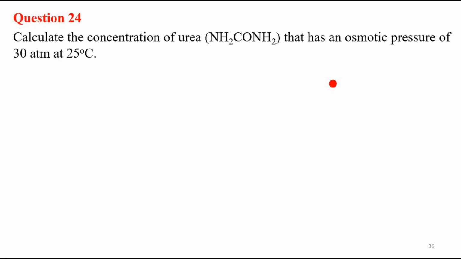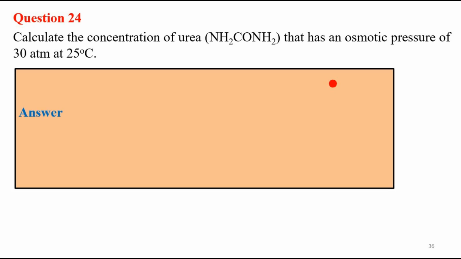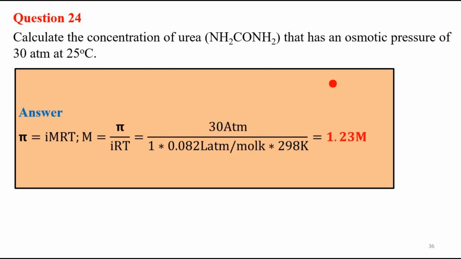Let's quickly move to question 24. Question 24 is saying calculate the concentration of urea that has an osmotic pressure of 30 atmospheres at 25 degrees Celsius. Here we need to use the formula for osmotic pressure. What is the formula for osmotic pressure? We know that the osmotic pressure is equal to i, the Van 't Hoff factor, times M, the molarity, times R, the gas constant, times T, the temperature.